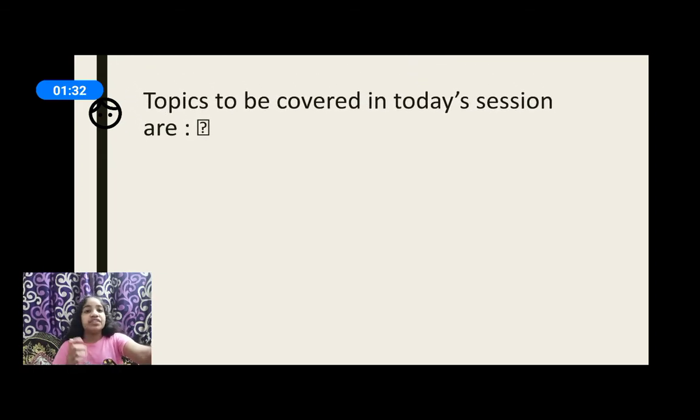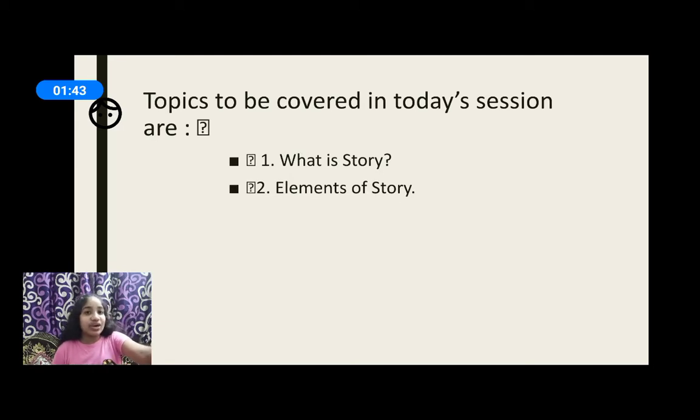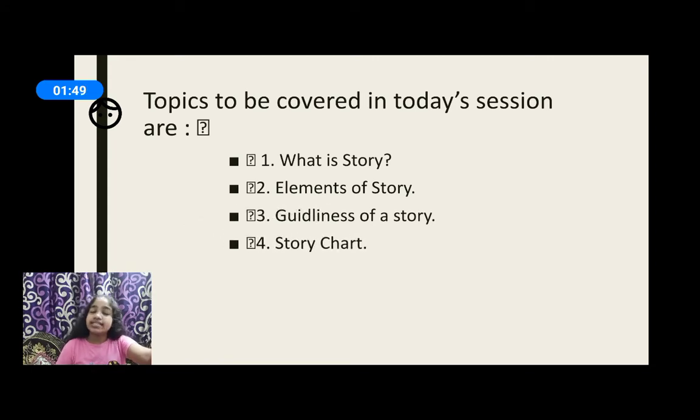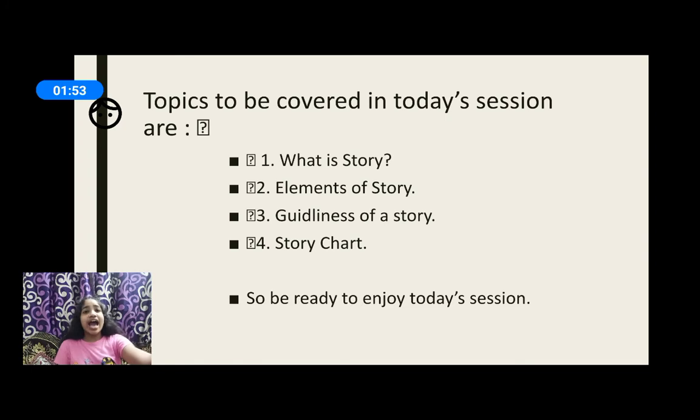Let's start with the topics we are going to cover in today's class. The first topic is what a story is. The second topic is the elements of a story. The third is the guidelines of a story. The fourth is a story chart, and next we will have the summary. I know that you all will enjoy today's session, right?